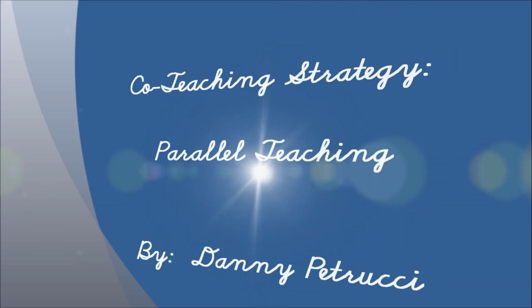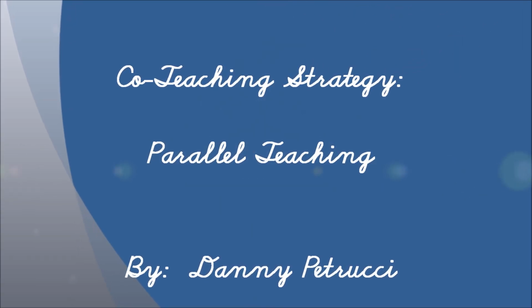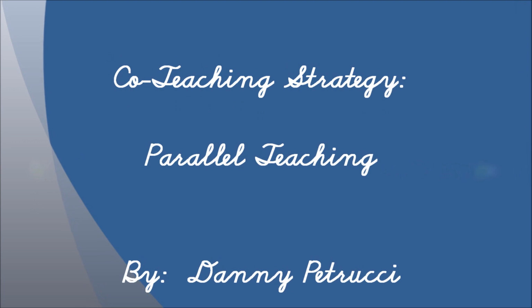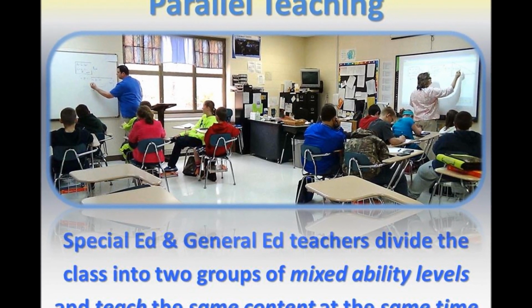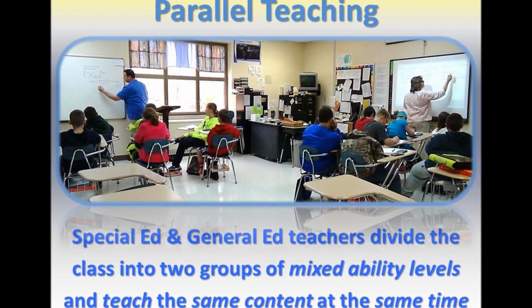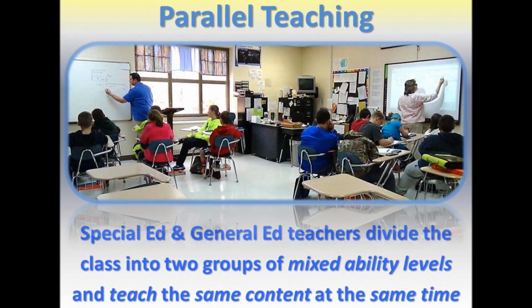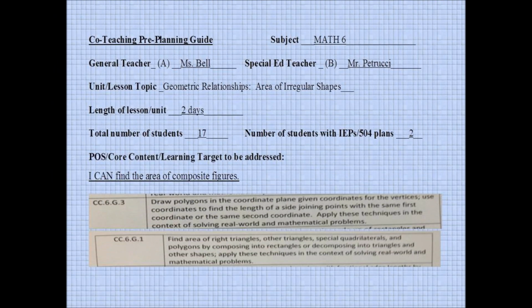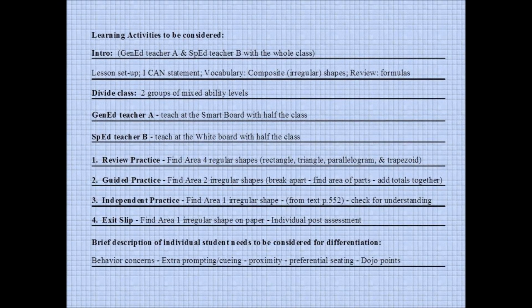Parallel teaching is a co-teaching strategy that works well for practice and review, as it provides a smaller teacher-student ratio. Mrs. Bell and I are teaching the area of composite shapes to half the class at the same time. Learning target: students will be able to find the area of composite figures. The purpose of this lesson is to prepare the students to find the area of composite shapes and use them in real-world situations.